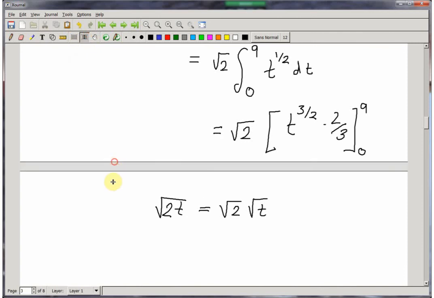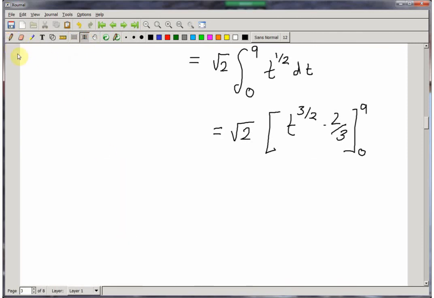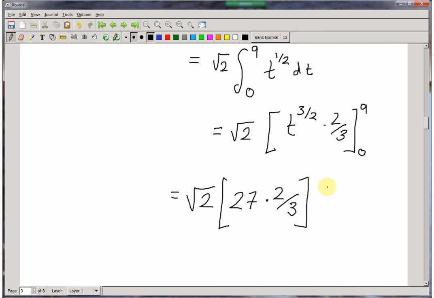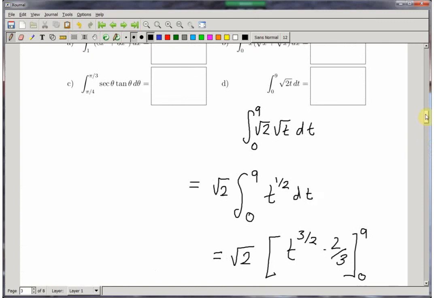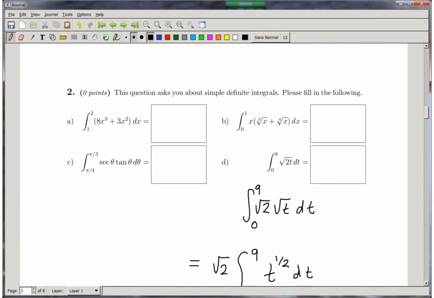And you know that when you plug in 0, you get 0, so really the answer is just what happens when you plug in 9. So the answer is the square root of 2 times, this is kind of fun, what is 9 to the 3/2? Well, first you take the square root, which gives 3, and then you cube it, which gives 27. This is 27 times 2/3, and then you could divide out the 3 too, but let's not get crazy. And that's about it, right? That's all, A, B, C, D. So let me stop this video.